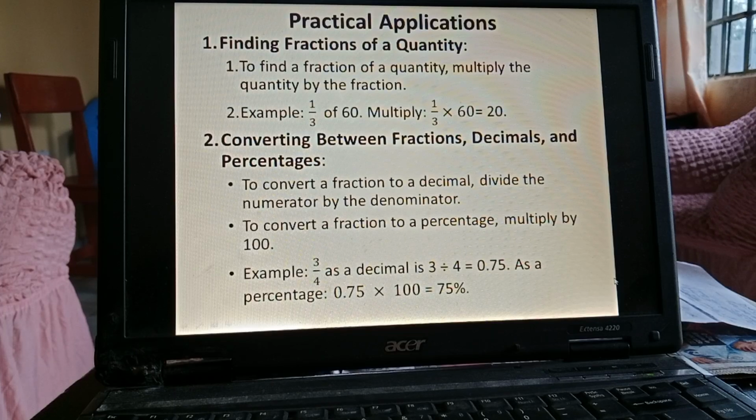Converting between fractions, decimals, and percentages. To convert a fraction to a decimal, divide the numerator by the denominator. To convert a fraction to a percentage, multiply by 100. For example, 3 over 4 as a decimal is 3 divided by 4, which is 0.75. As a percentage, it is 0.75 times 100, which is 75%.